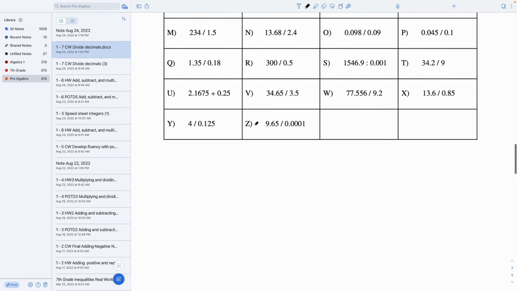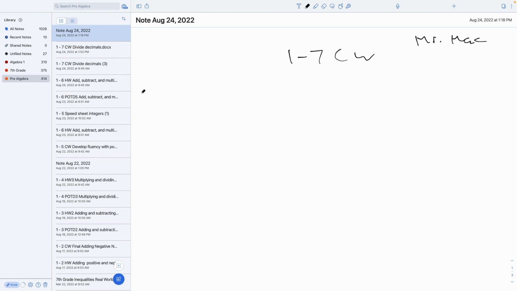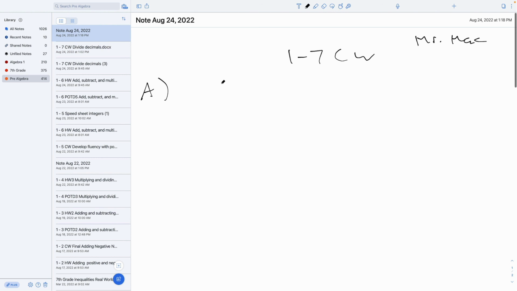Don't look at the answers. Look at the actual challenge. So you're going to start with A. You're going to label it A, not 1. And then you're going to write the problem. The problem is 9.8 divided by 0.2. It's a slash, but it's the same thing as that. You can write it either way, whatever makes you feel better.